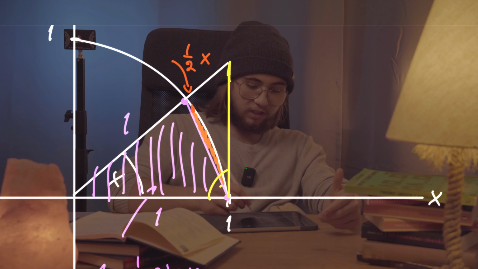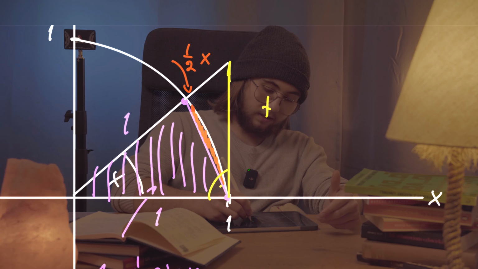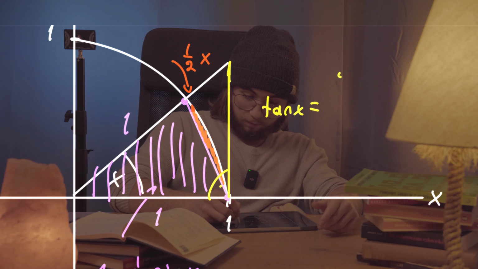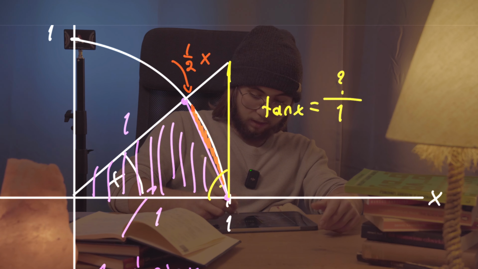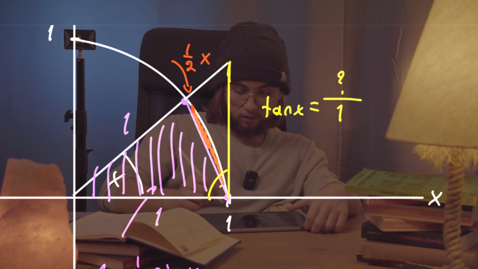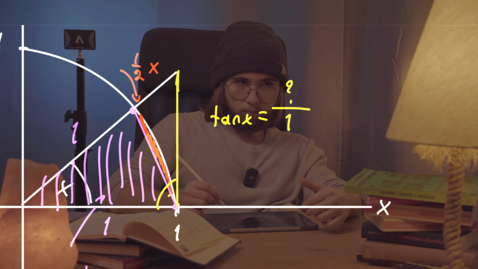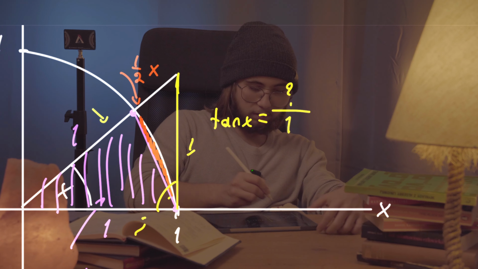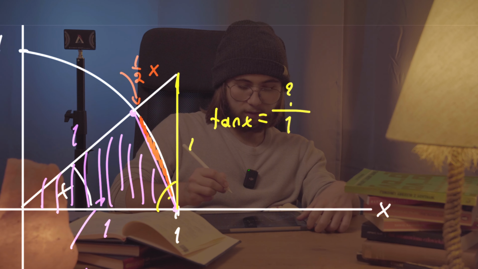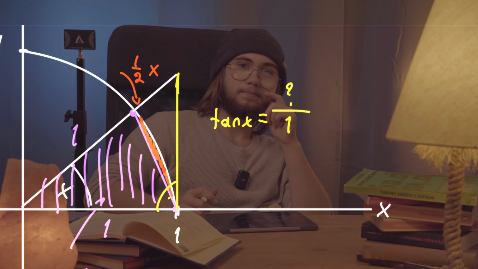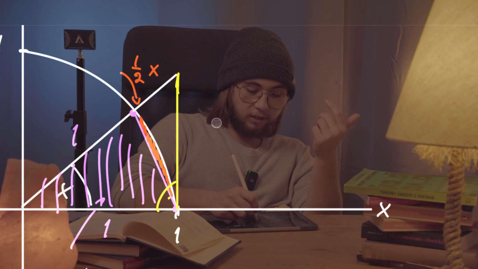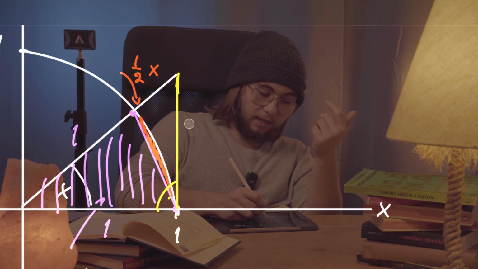Well, we see that basically the tangent of x will be equal to this yellow line segment. It's denoted as the question mark divided by 1, which is the adjacent. That's the opposite, that's the adjacent, that's the hypotenuse. Am I right? I hope I'm right. I'm not really good at English stuff. So we see that the length of this line segment is going to be just the tangent of x.